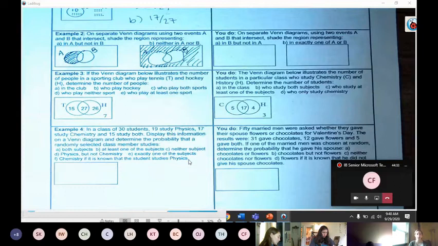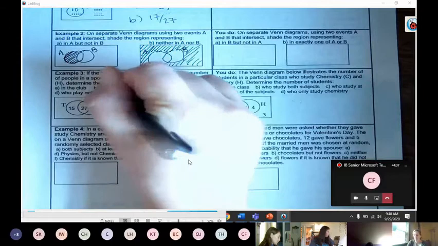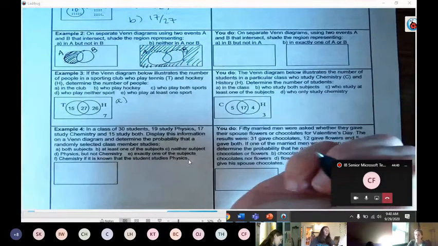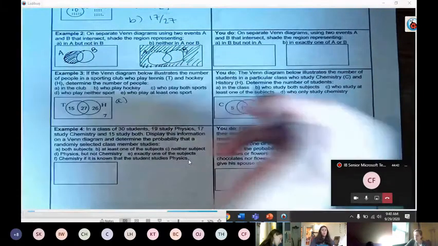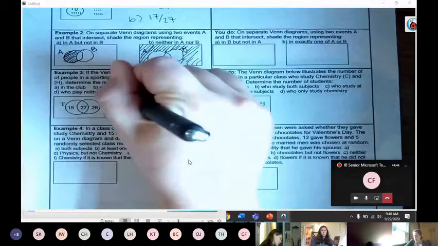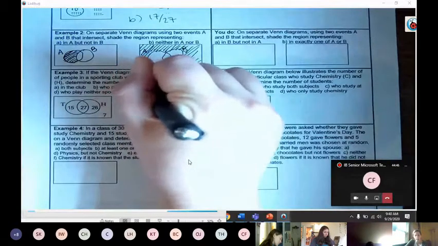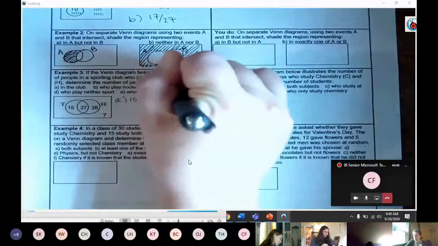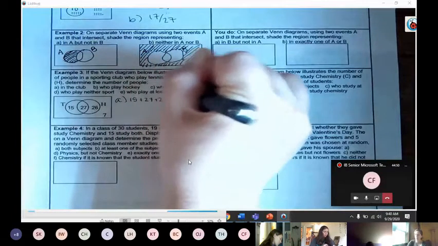And hockey, determine the number of people who, so A, it says are in the club. So if we want all the people in the club, we've got to add all the numbers. So we're going to have 15 plus 27 plus 26 plus 7, which should add to 75.